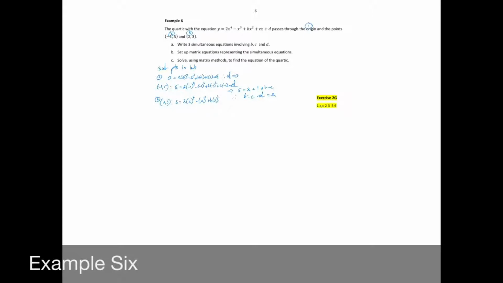Substitute the 2 in for x all the way along. Be careful of signs. 2 to the 4 is 16. It's not 8. So I'm going to get 3 is equal to 2 times 16, which is 32, minus 2 cubed, which is 8, plus 2 squared, which is 4b, plus 2c plus d. So if I rearrange that, 32 minus 8 is 24. Take 24 across to the other side, and we get -21.